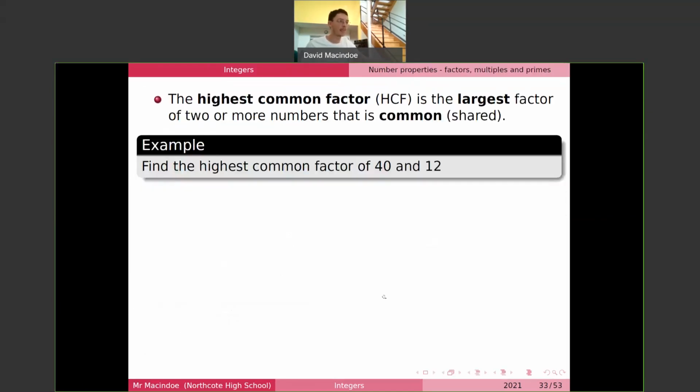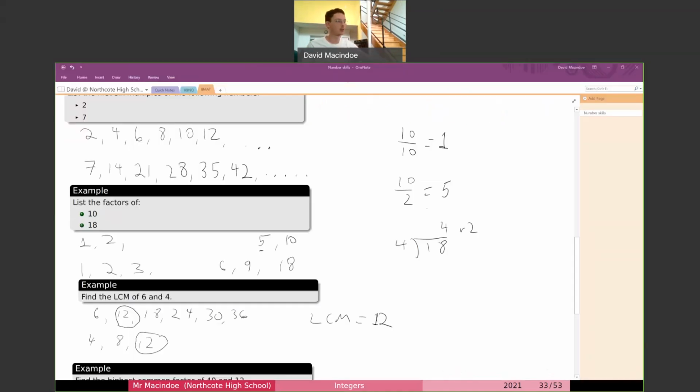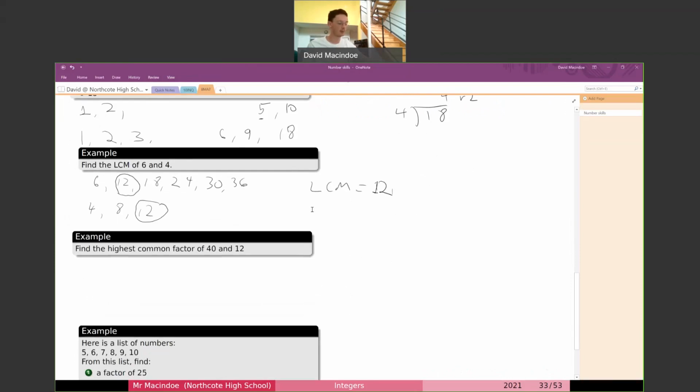Highest common factor is the largest factor of two or more numbers that is common or shared. So let's have a look at 40 and 12. Again, the way to do this without making any mistakes is to list all the factors of both numbers, then look at which one is the biggest that is shared between them.